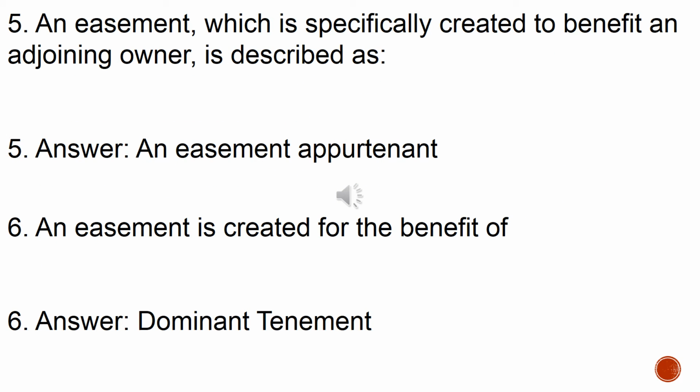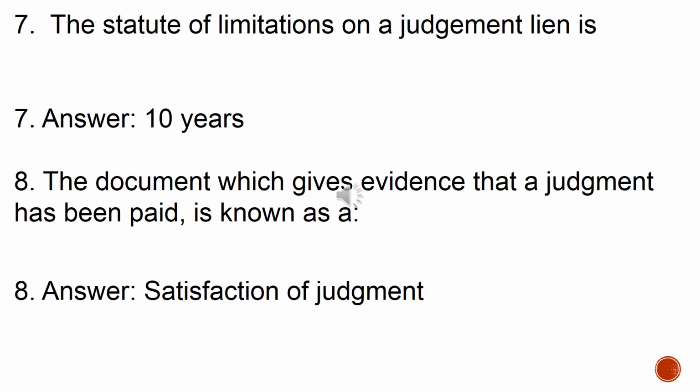Question number 5. An easement which is specifically created to benefit an adjoining owner is described as, answer, an easement appurtenant. Question number 6. An easement is created for the benefit of, answer, dominant tenement. Question number 7. The statute of limitations on a judgment lien is, answer, 10 years.